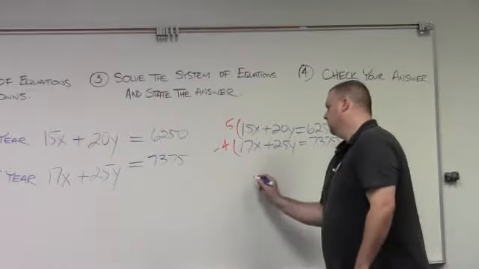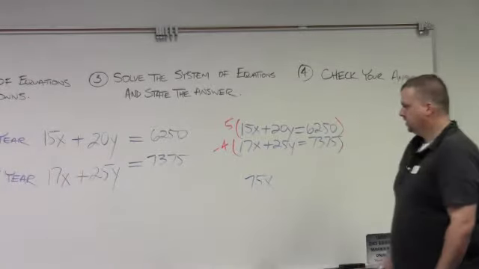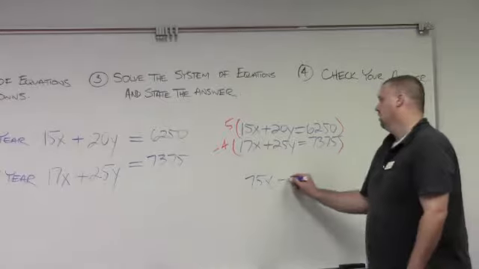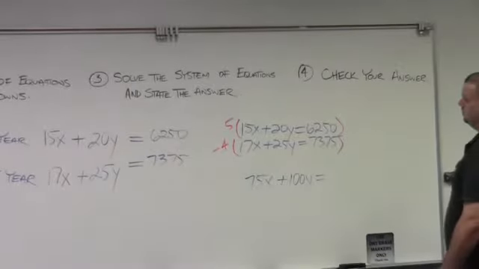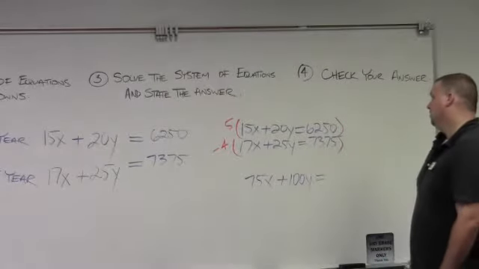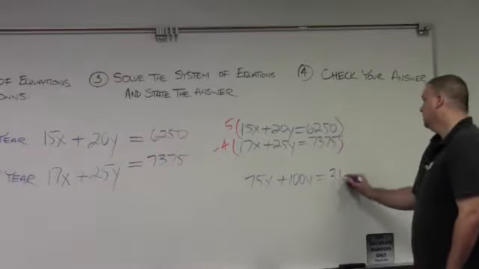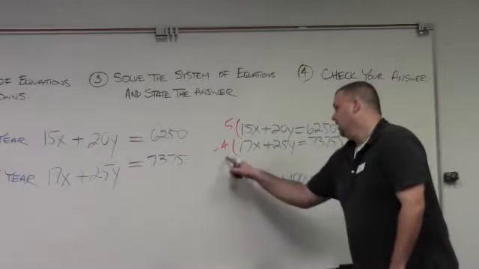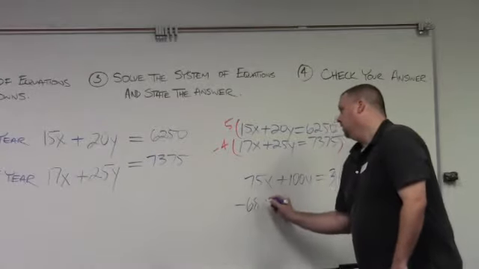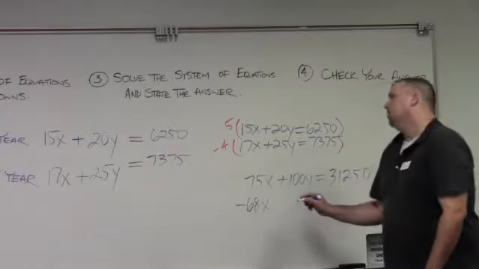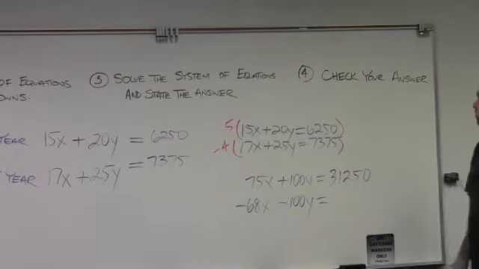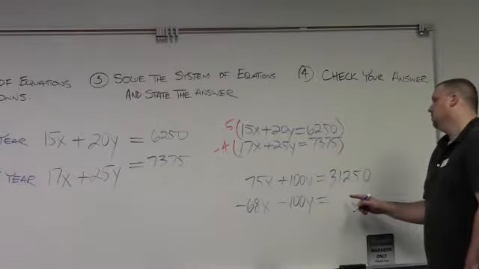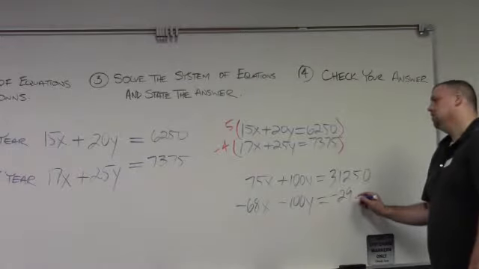5 times 15, so 75x. 5 times 20, 100y. 5 times 6250 is 31,250. -4 times 17 is -68x. -4 times 25 is -100y. And -4 times 7375 is -29,500.